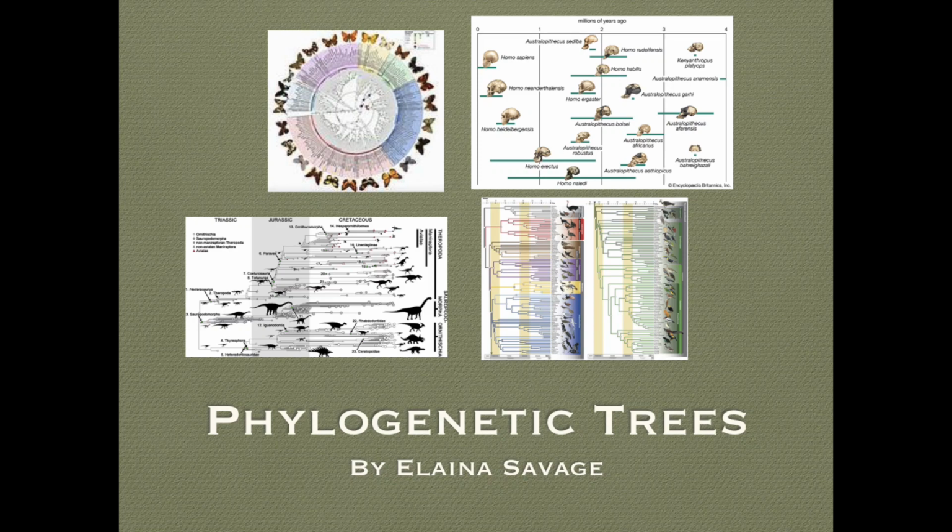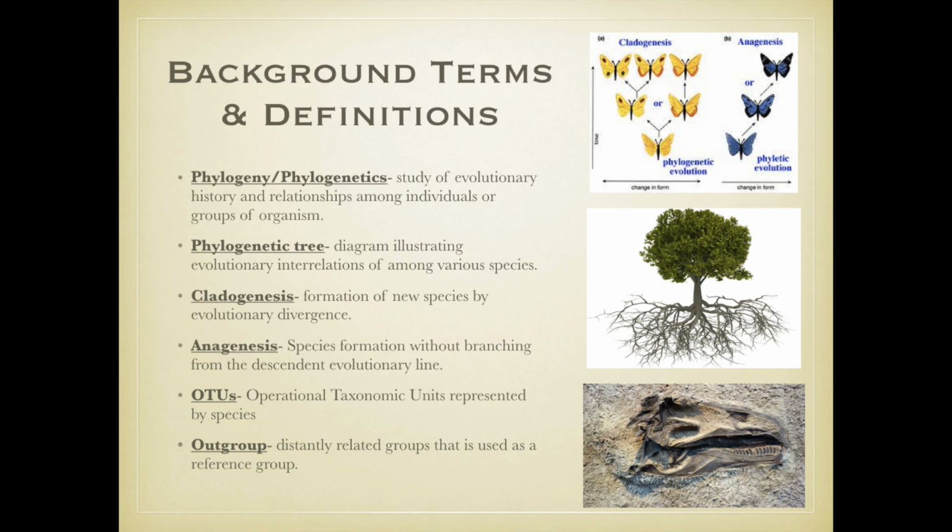Hi, so today I'm going to discuss phylogenetic trees. Here are some basic terms and definitions to give some background. Phylogeny is the study of evolutionary history of a taxonomic group of organisms. Phylogenetics focuses on the relationships of an organism to another based on evolutionary similarities and differences. These relationships are then determined by analyzing and comparing morphologies and/or molecular information of different species.